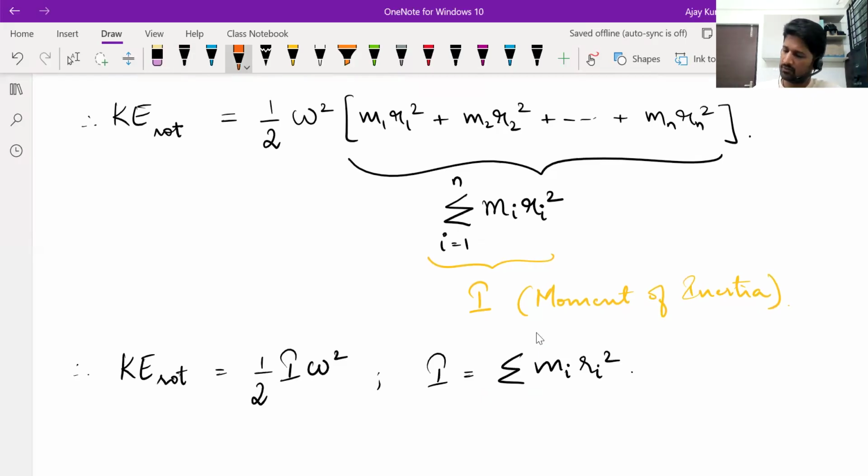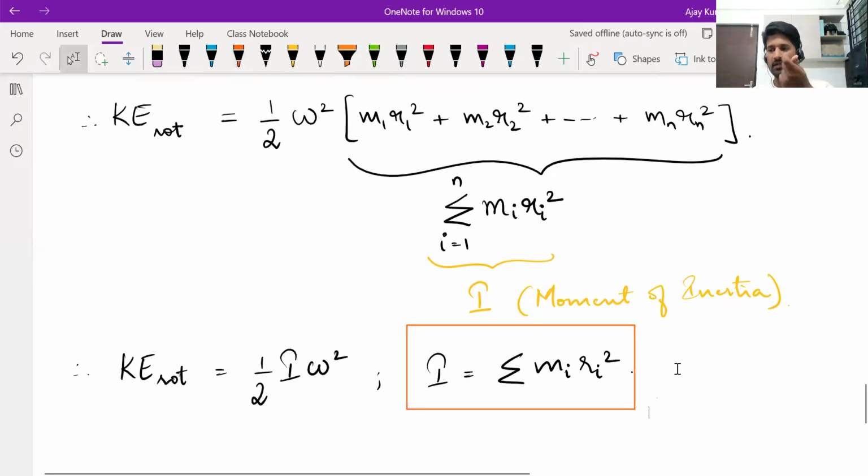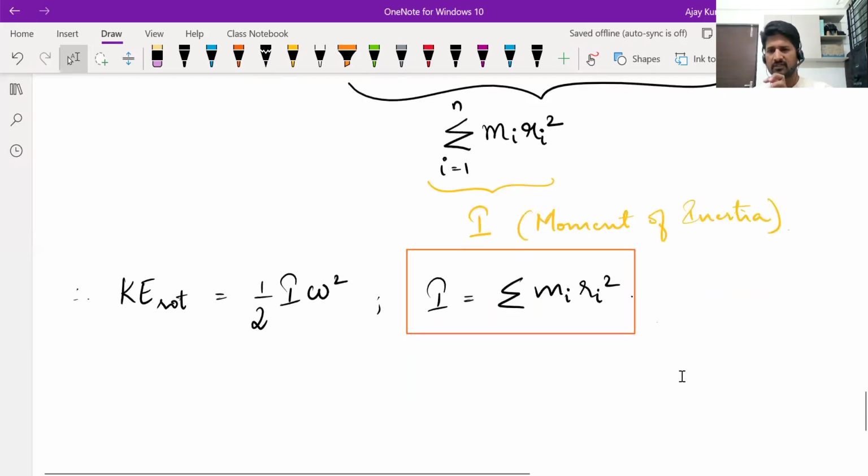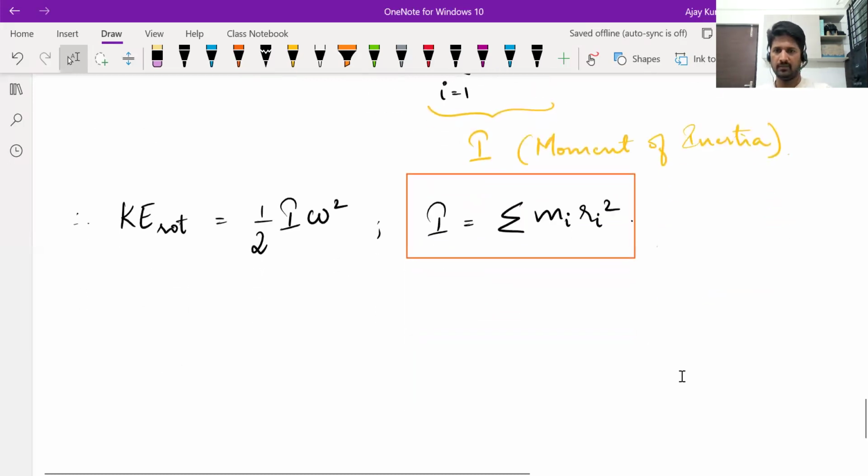And this is what we are going to work on over the next few classes. How to find out this quantity for a system. Because without that, you can't write the kinetic energy of that system. Then you can't find out anything about that system. In fact, not just kinetic energy, you'll be using this term I in other situations as well. In this chapter itself, you'll learn. But let's first understand the meaning of this quantity.